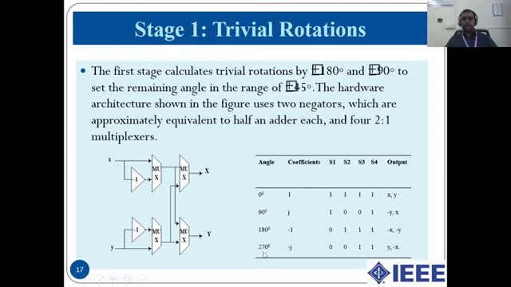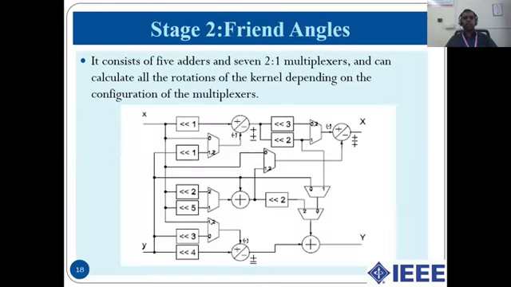These are the basic angles with which these trivial rotations are carried out, and the coefficients are 1, j, minus 1, and minus j in this case. The output vectors will be with respect to x, y; minus y, x; minus x, minus y; y, minus x in all these stages. And stage 2 represents the hardware architecture of the Fried angles, which consists of 5 adders and 7 2:1 multiplexers, and calculates all the rotations of the kernel depending upon the configuration of the multiplexers.